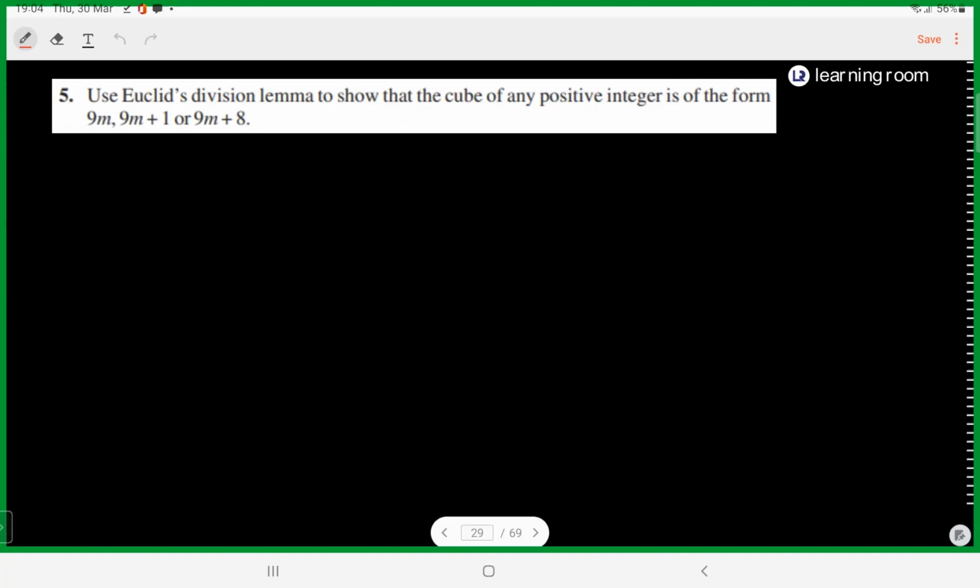So this is 729 m cube. We can take 9 common: 9 squared m cube, so taking some m, it is in the form of 9m. Now we want to show this for the other case. Can you expand it? What is the formula for a plus b whole cube? a cube plus b cube plus 3a squared b plus 3ab squared. Can you expand it?